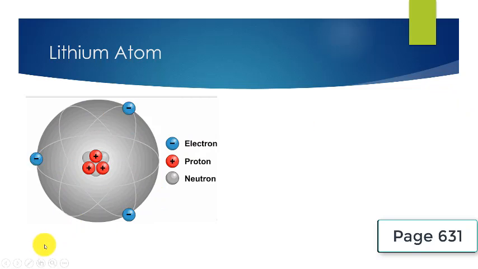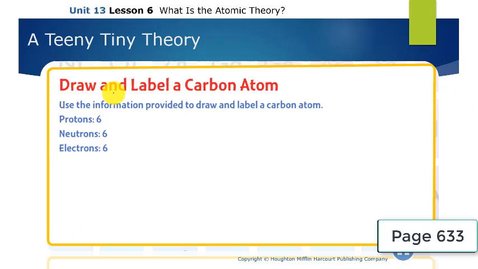And its atomic mass. Okay, now we need to draw and label the carbon atom. If you see here, we have the information. The carbon atom has 6 protons, it is the 6th element in the periodic table. It has 6 neutrons and 6 electrons. We need to put them in the correct order.